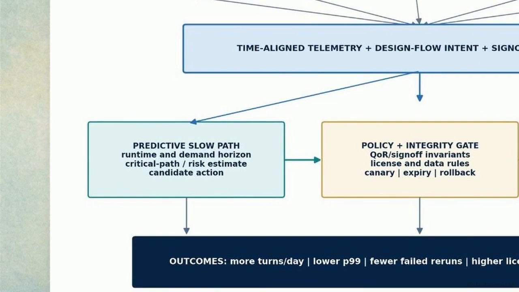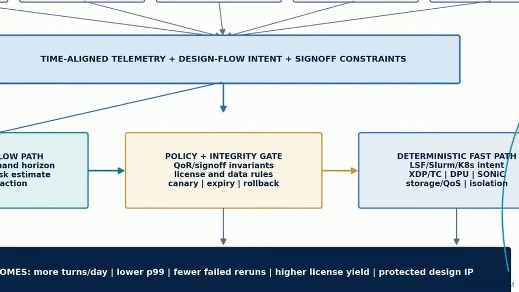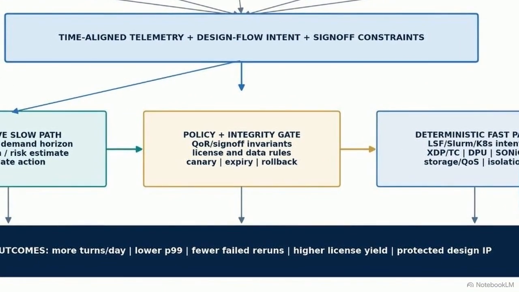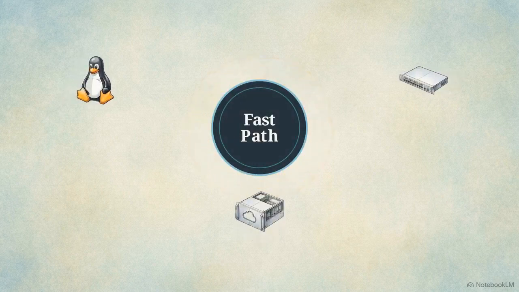Before action is taken, proposals must pass through the policy and integrity gate, the central defense mechanism protecting the physical design. The integrity gate automatically rejects any proposed infrastructure action that could violate foundry sign-off constraints, quality of results invariance, or contractual license entitlements. Once a policy is approved, it is handed off to the deterministic fast path for immediate actuation. The fast path enforces these rules using existing certified IT standards.